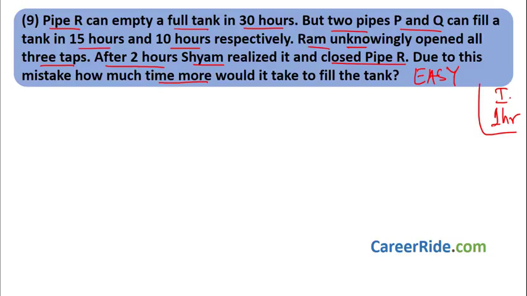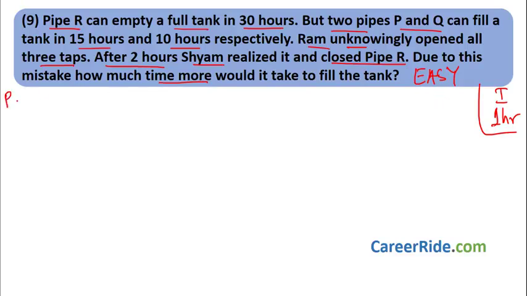Now what they say is that normally P and Q are filling the tank, right? But Ram by mistake opened all three pipes, because of which it takes more time to fill the tank, because slowly water is also going out because of pipe R. So how much more time is needed, that they want. So again, this is easy. We have understood the sum. Let's see how to solve it.